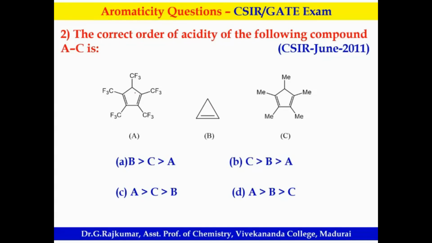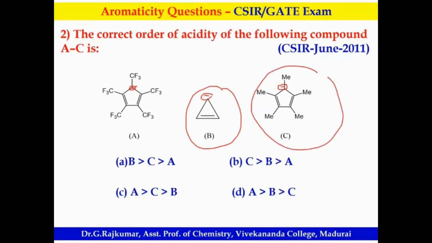So acidity means the compound readily donates a proton. After giving H plus, this carbon gains a negative charge. You know that? Now compare the stability of these three anions. What happens to B? Anti-aromatic. C? A greater than C greater than B.